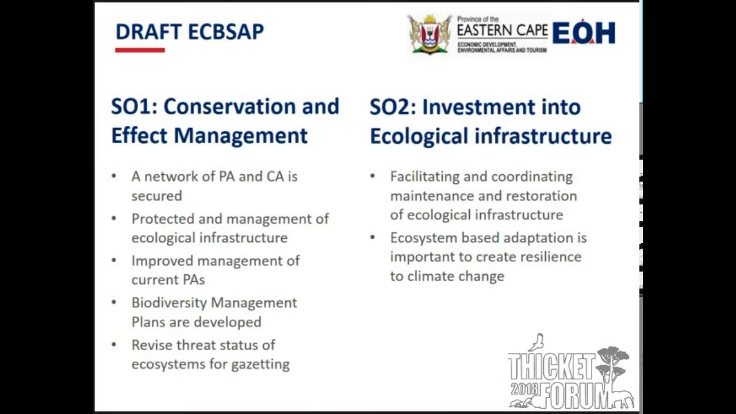So I'm just going to talk about the first 5 strategic objectives and some of the outcomes that need to happen in order to achieve that strategic objective. The first is a network of protected and conservation areas and the assurance that those areas are secured for protection and conservation. Another outcome is protection and management of ecological infrastructure, improved management of current protected areas. So that's one of the issues that came out during the Biodiversity Conservation Plan, is that there are some protected areas gazetted that have just fallen into disuse and are in fact degraded.